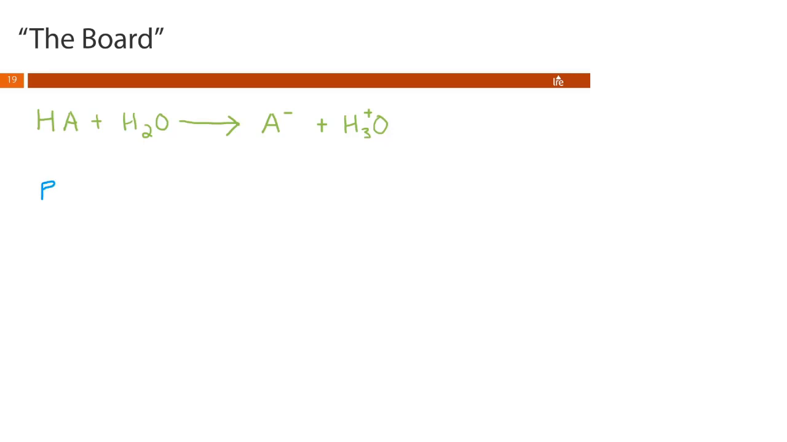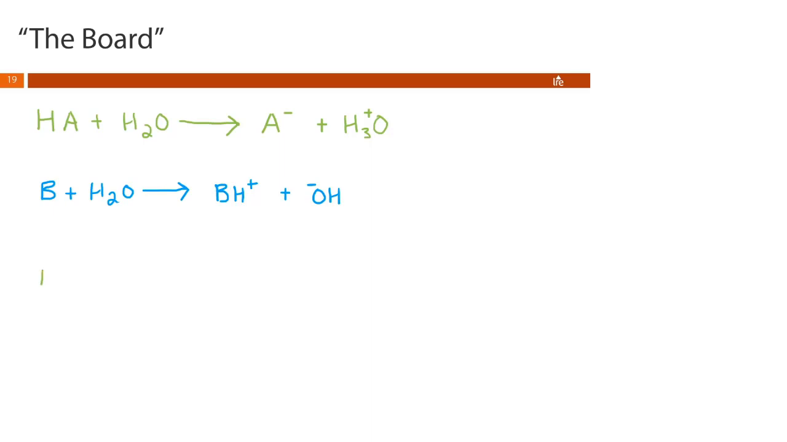For a base, B, when we react that with water, the base is going to be our proton acceptor. So that means water has to act as the acid, the proton donor. So we end up with BH plus and a hydroxide ion. Okay, now let's substitute HA and B for alanine.